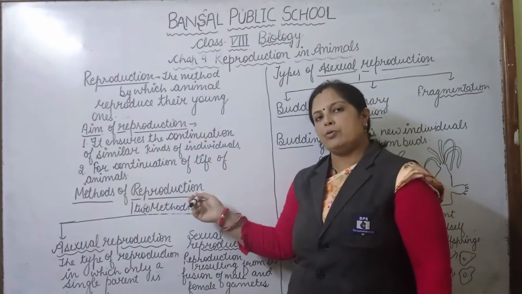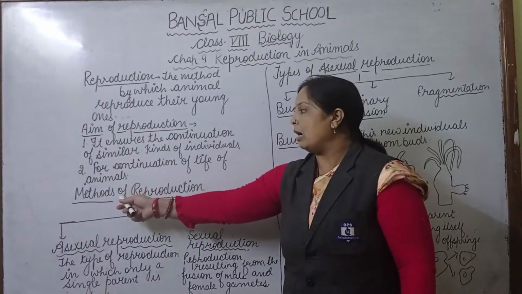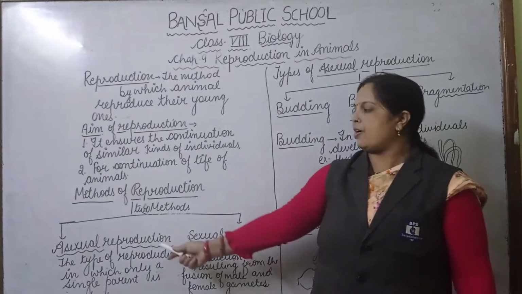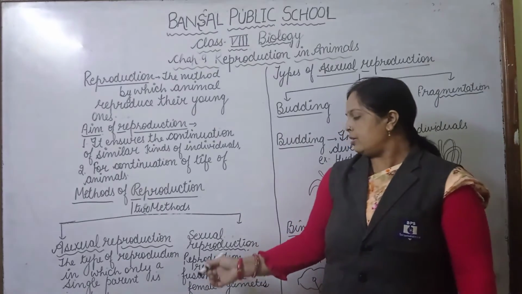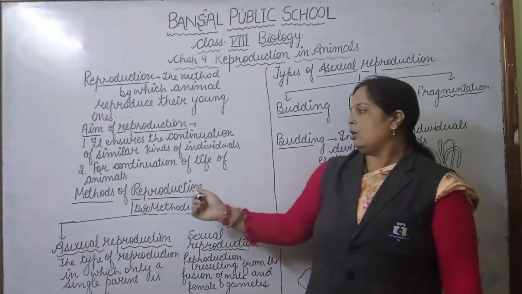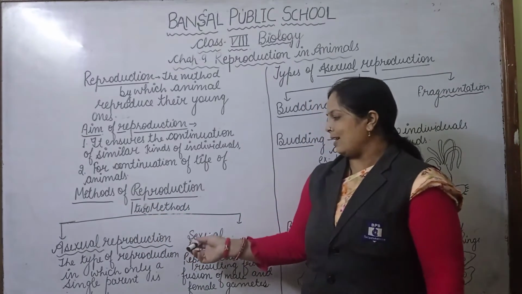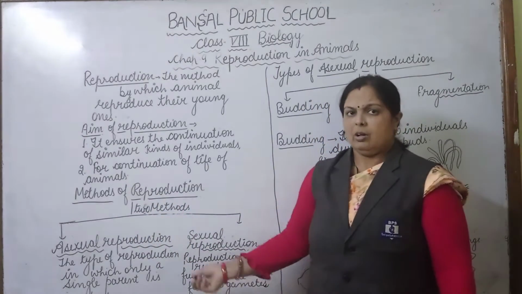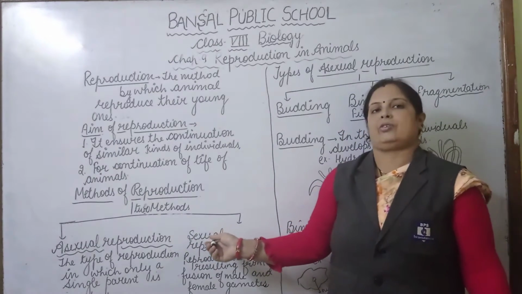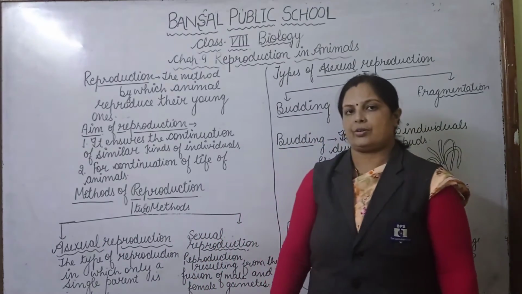How do organisms reproduce? So the question arises. The answer is this: methods of reproduction. There are two methods of reproduction, in which one is asexual reproduction and the second is sexual reproduction. So reproduction is of two types: asexual and sexual. What is the meaning of asexual reproduction, what is the meaning of sexual reproduction, and what is the difference between asexual and sexual reproduction?